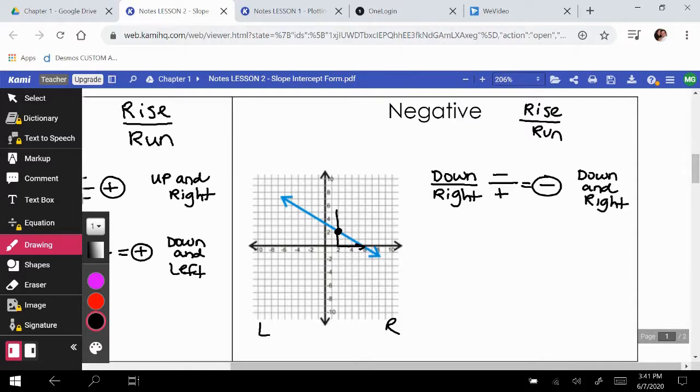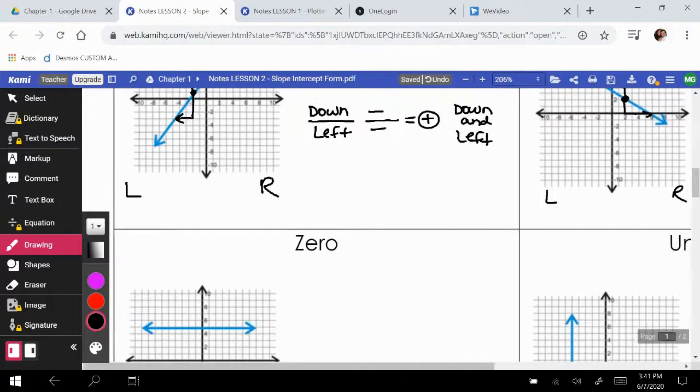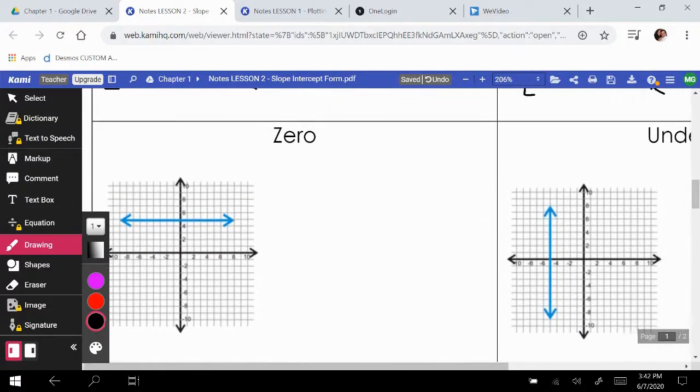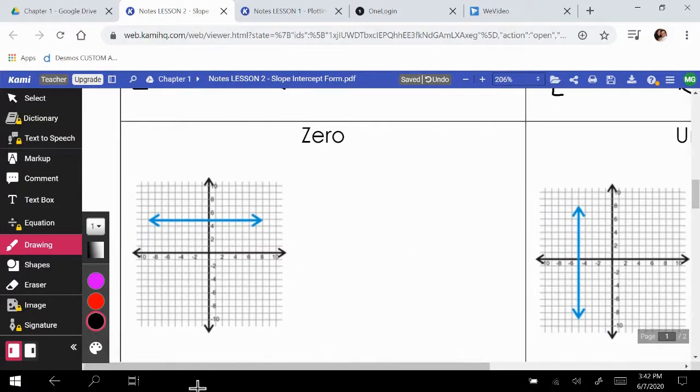You could also go up and left and still land on that line. Remember, the rise would be up, the run would be left. Up is positive, left is negative, and a positive divided by a negative is a negative. So again, if you go up and left, then you still get a negative slope. Zero, we have a zero slope when we see a horizontal line.